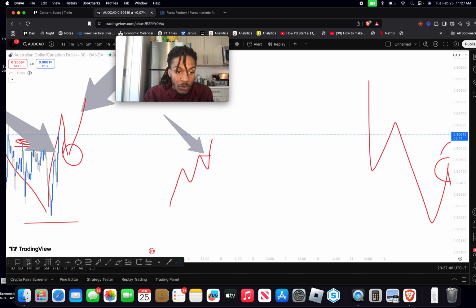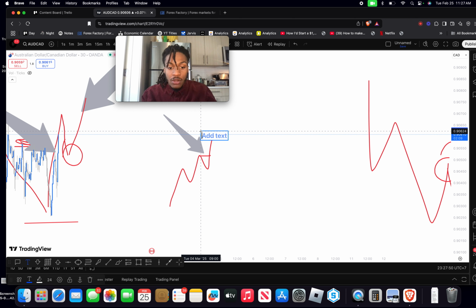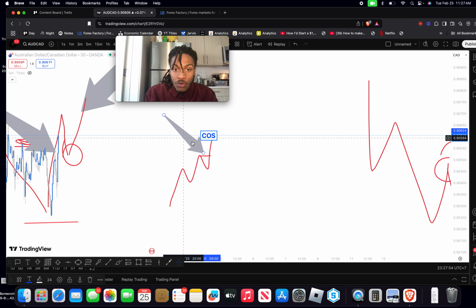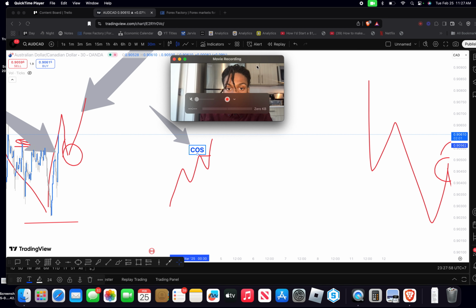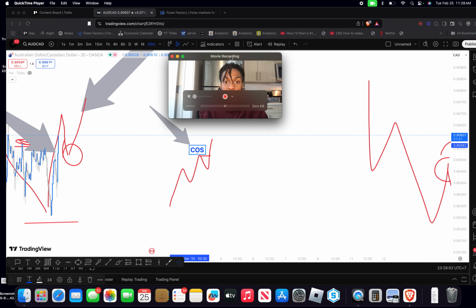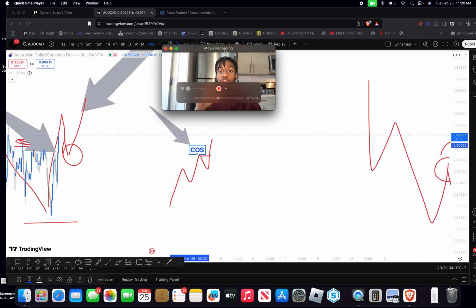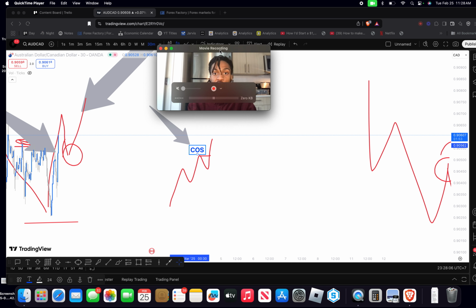And I'll even put COS. I'll put it in blue. So we'll take the gray arrow and we'll put the COS there. And like that, that would be your COS. So your COS is your continuation of structure, the continuation of the trend.